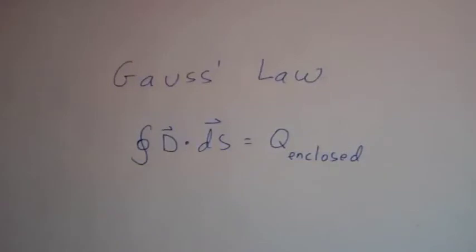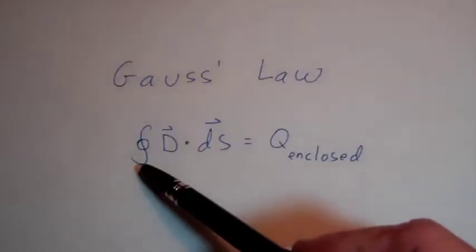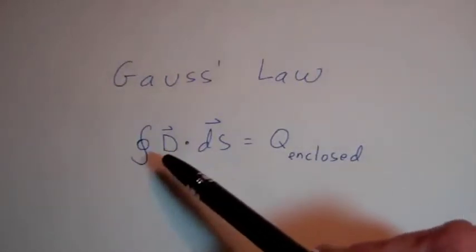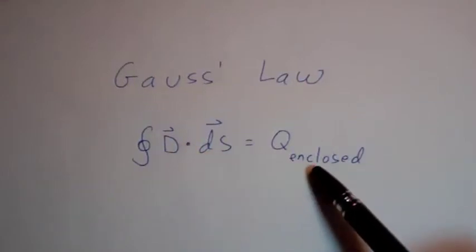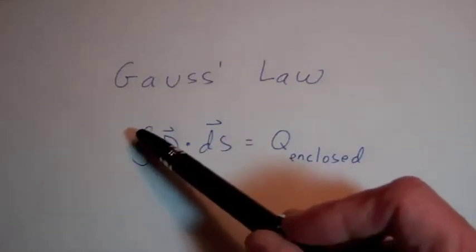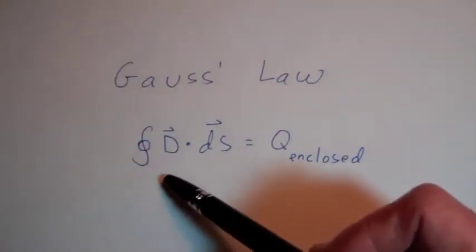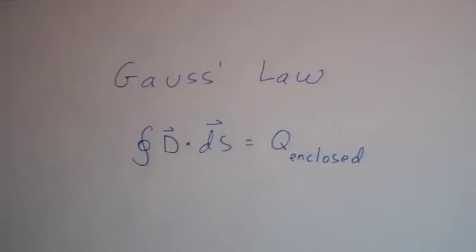From Michael Faraday's experiments, we know that if we have a closed surface, the amount of electric flux coming out through that closed surface is equal to the charge enclosed. Gauss's law is a mathematical description of that. The integral of the dot product between the electric flux density field and the surface differential over that surface is equal to the charge enclosed. So this little circle on the integral indicates that we are integrating over a closed surface.